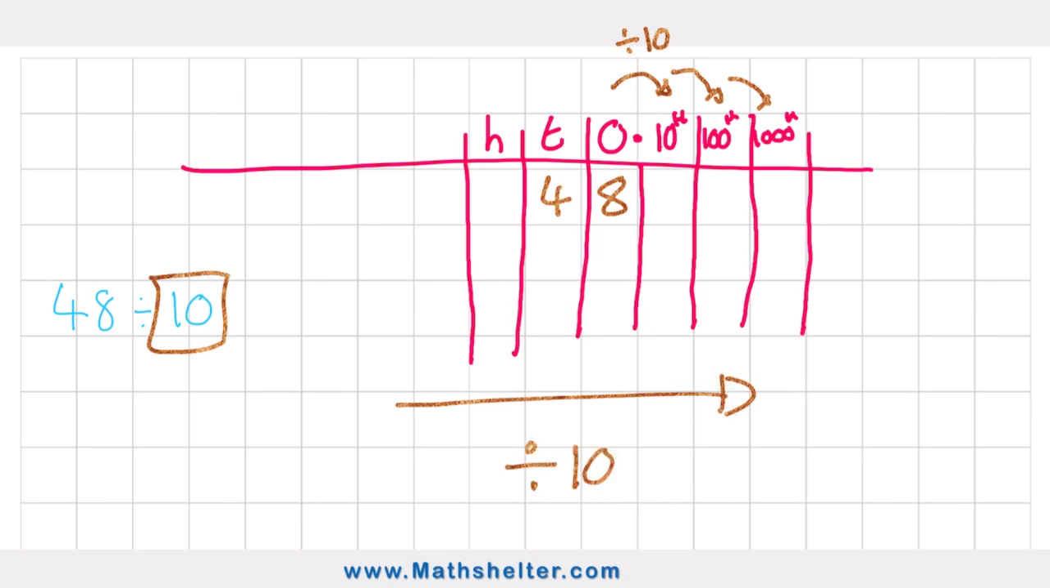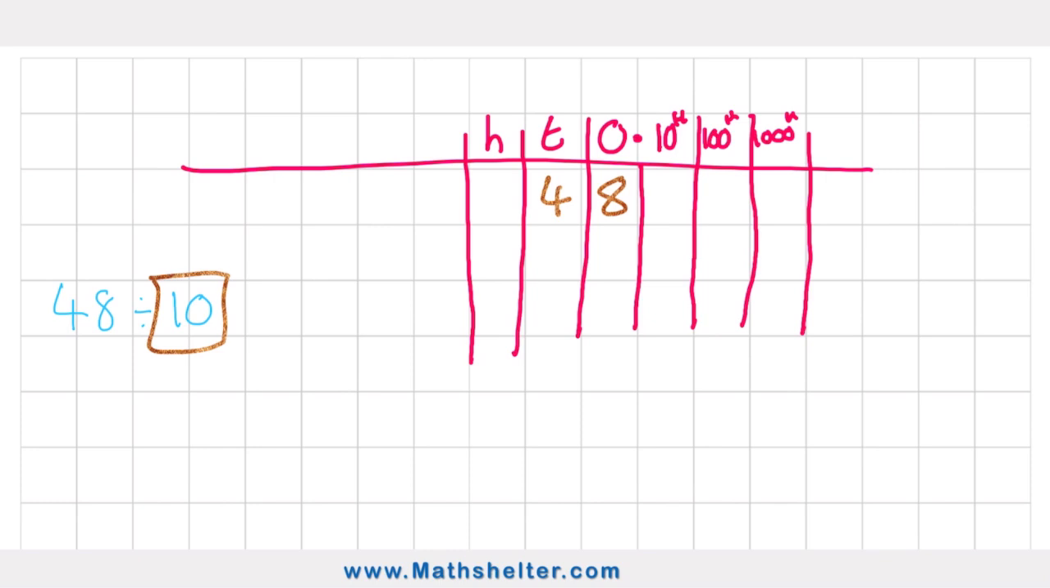So if we think about it, one jump would be dividing by 10, but if we made 2 jumps, I'd be dividing by 100. 3 jumps dividing by 1000, and so on and so on, but we'll get to that in a moment. For now, we realize that we're only dividing by 10, which means we're going to be jumping one column down my place value chart.